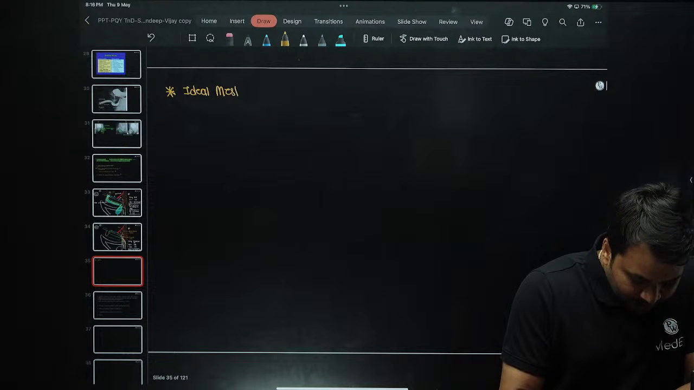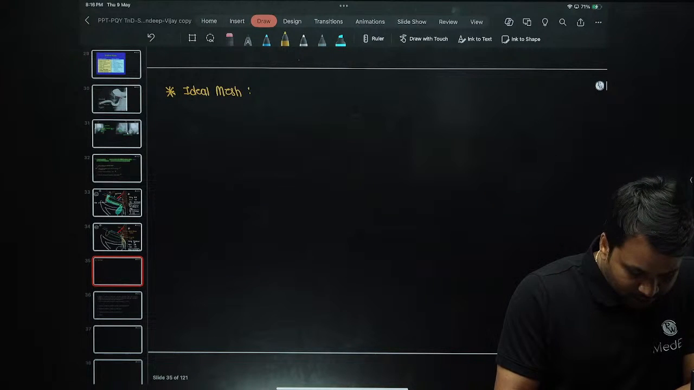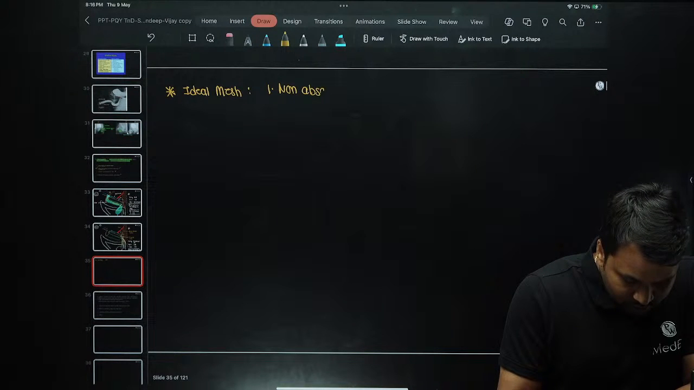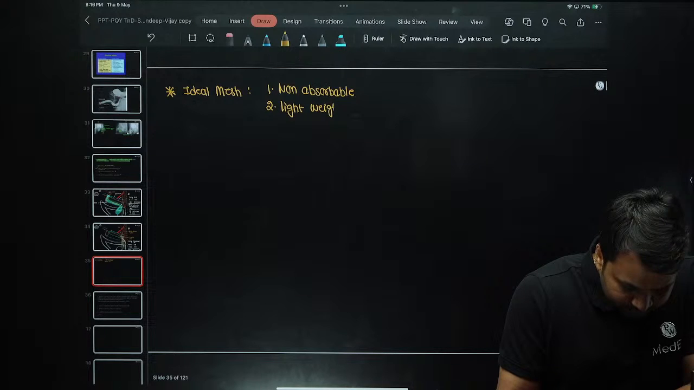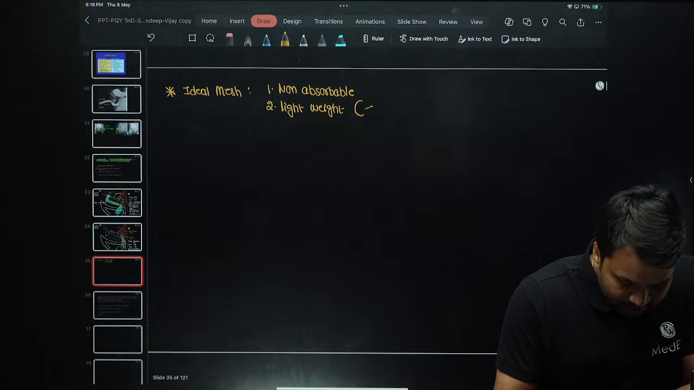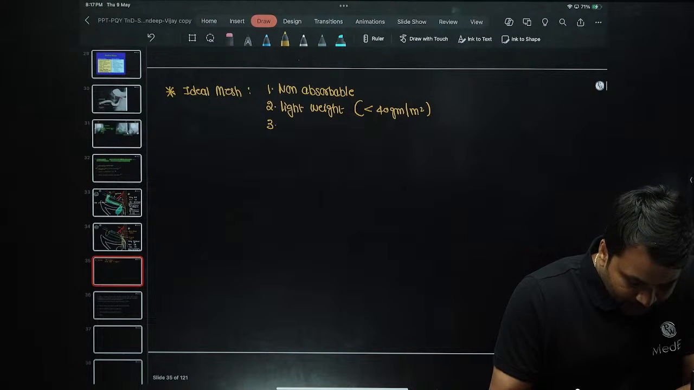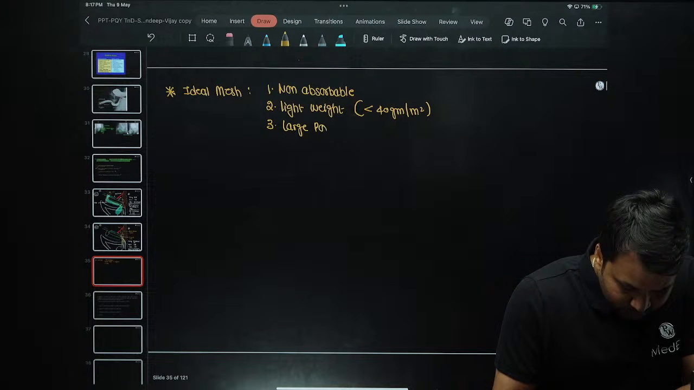The characteristics of an ideal mesh. Number one, it should be non-absorbable. It should be lightweight, that is less than 40 grams per meter square. It should have large pores, that is macroporous.